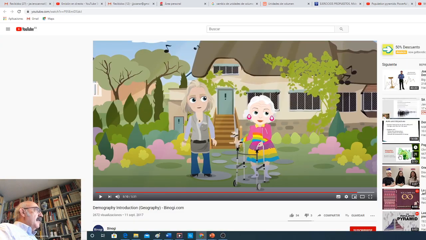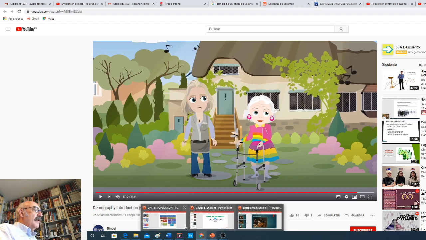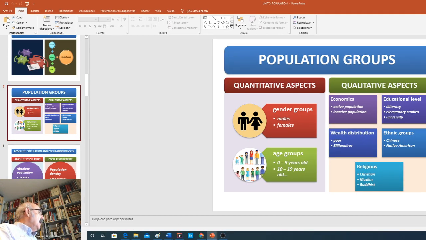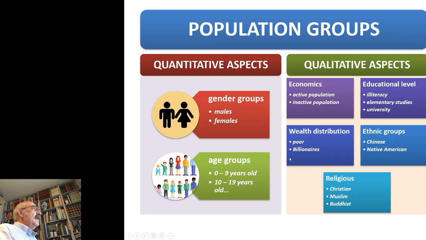Very good. So let's summarize our theme. This is the presentation you have with you. We're going to see these two things. So, summarizing. Remember, population groups. We have to look for quantitative aspects and qualitative aspects.